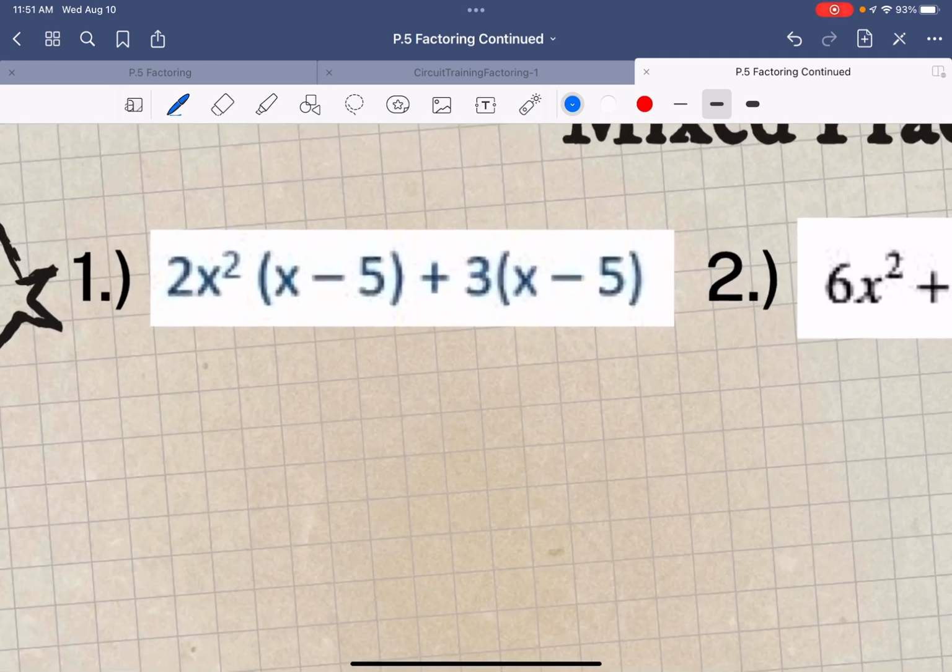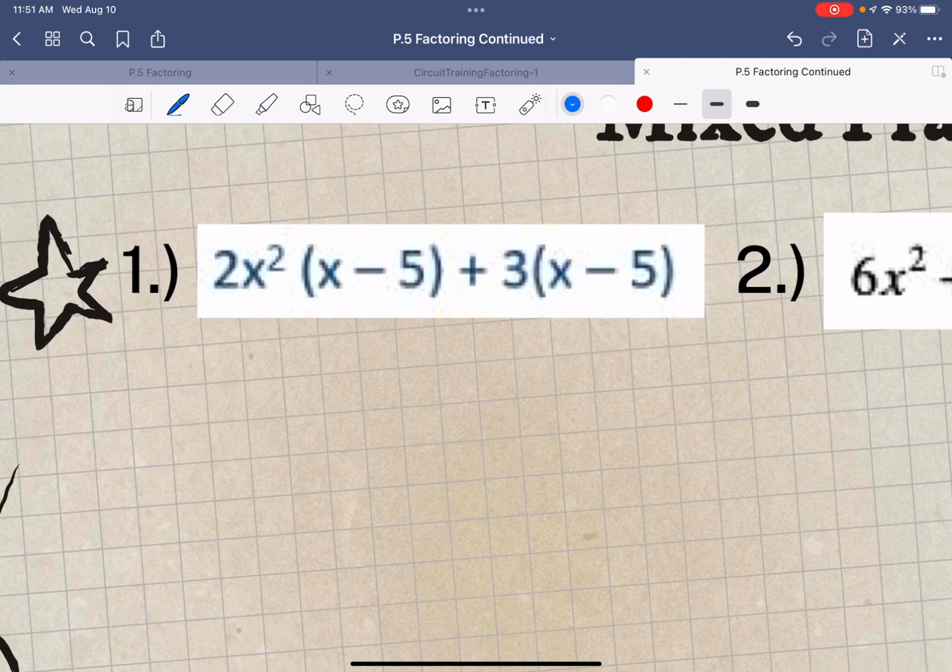Looking at problem number 1, the first thing you always ask is, is there a greatest common factor? So I look at this. Remember, this is one of those weird ones. It doesn't look like there's a greatest common factor because nothing divides both 2 and 3, but they both have that x minus 5. So that is its greatest common factor. I can go ahead and take that out as the GCF.